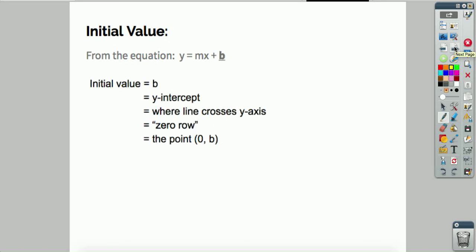Also here, initial value from the equation y equals mx plus b, we know that that initial value is going to be our b value, and that also stands for y-intercept, which is where the line crosses the y-axis. In a table, that is our 0 row, and it's also the point on a graph 0, comma b.